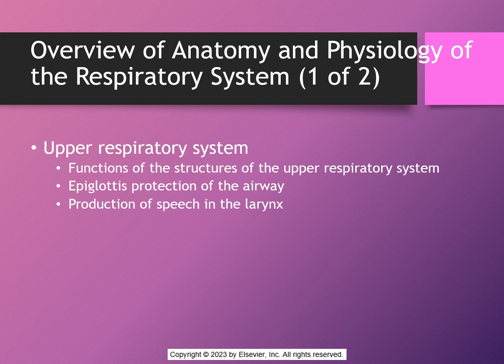Functions of the structures of the upper respiratory system. The mucous membranes secrete mucus. This traps dust particles and bacteria. A lot of this should be reviewed from our structure and function. We know that the epiglottis protects the airway, so when swallowing begins, the epiglottis closes over the larynx, preventing aspiration of food and secretion into the lungs. Food is then directed into the esophagus.